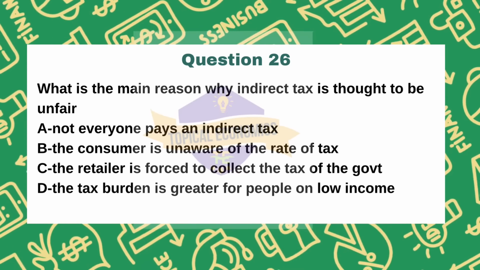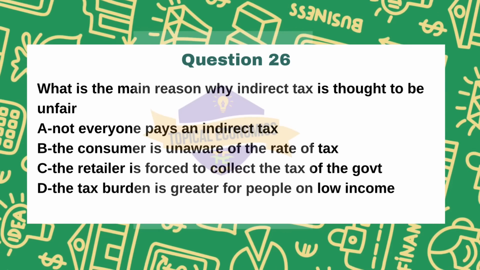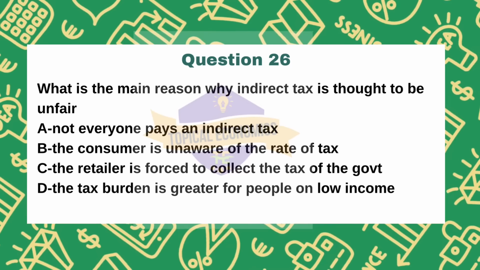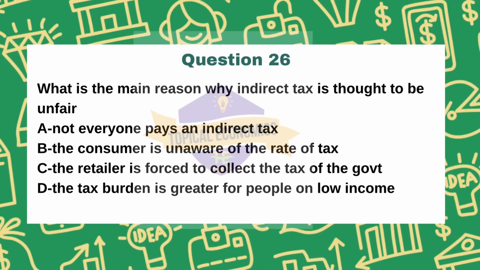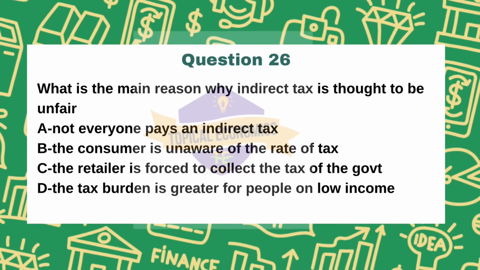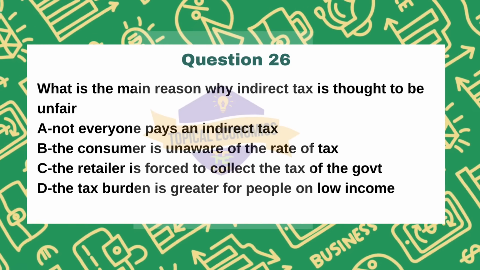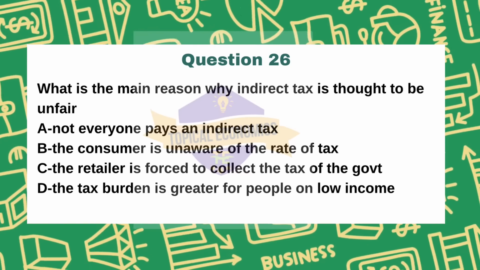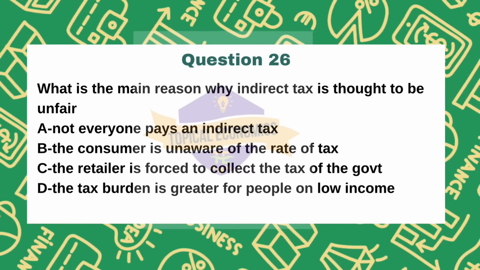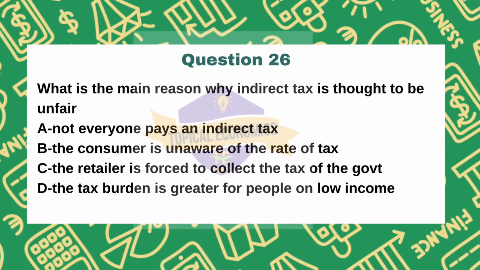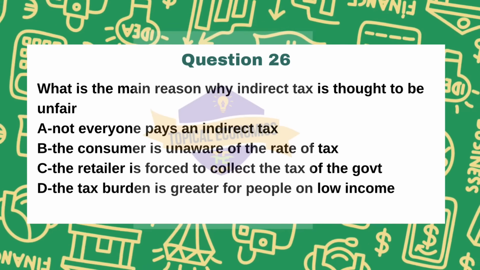Analyzing the other options. Option A, not everyone pays an indirect tax. While it's true that some individuals may not purchase goods subject to indirect taxes, the unfairness mainly stems from the burden relative to income levels. Option B, the consumer is unaware of the rate of tax. While this may contribute to confusion, it is not the main reason for the perceived unfairness of the tax system. Lastly, option C, the retailer is forced to collect the tax of the government, does not address the fairness of the tax burden on consumers. It's more about the administrative aspect of tax collection.